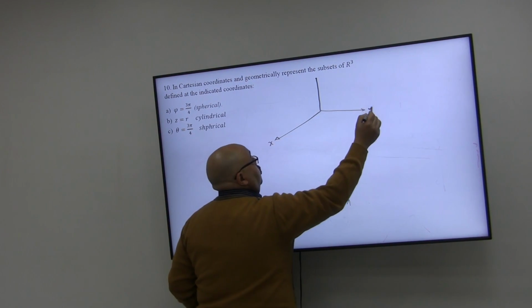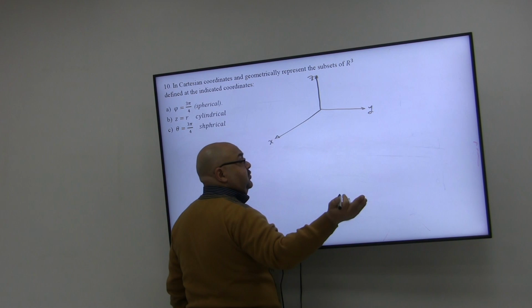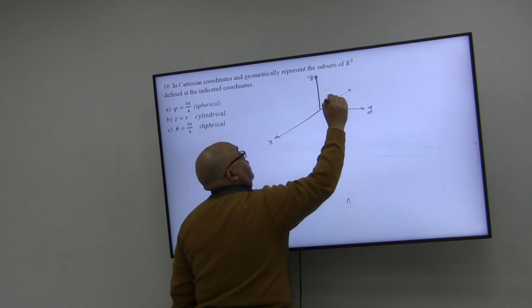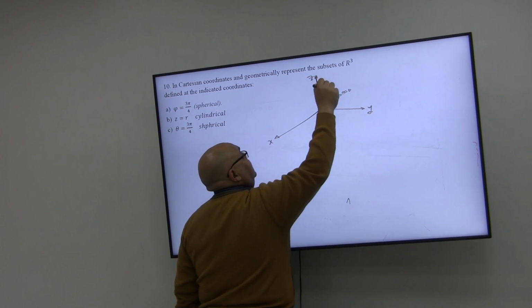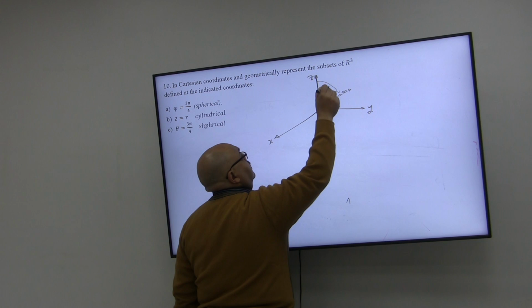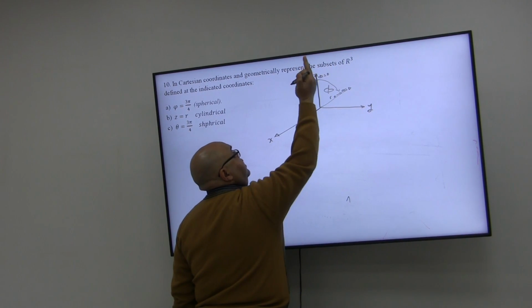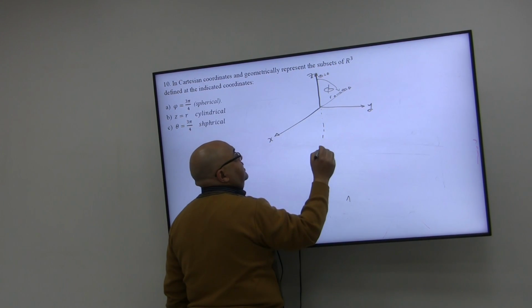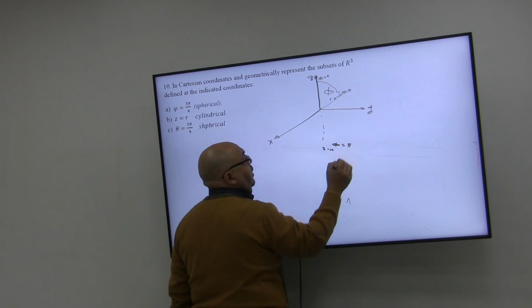X, Y, Z. When I talk about spherical coordinates, that's R. R is running from 0 up to infinity. And that's phi, moving from phi equal to 0, the positive z-axis, all the way to the negative z-axis, which will happen at phi equal to pi.